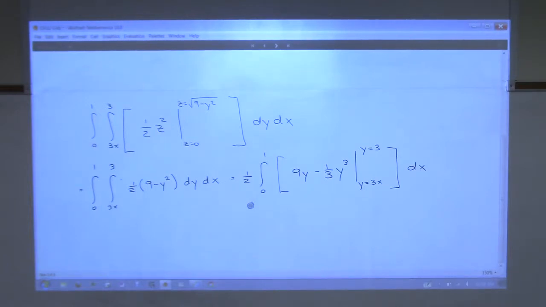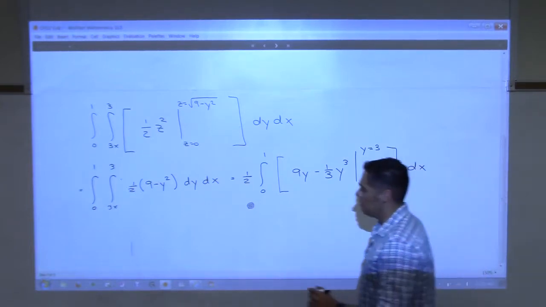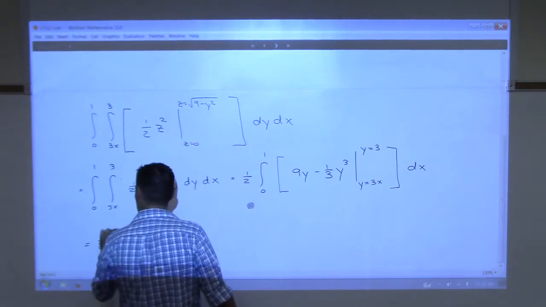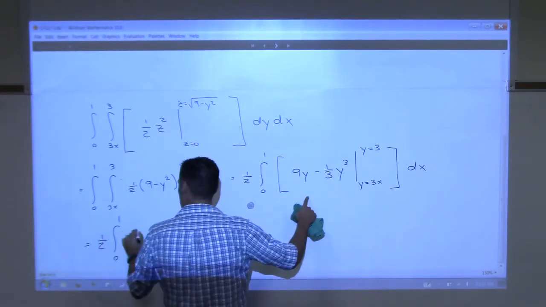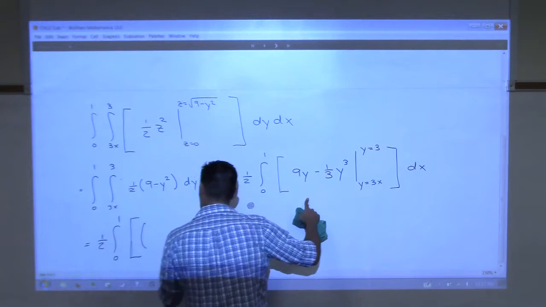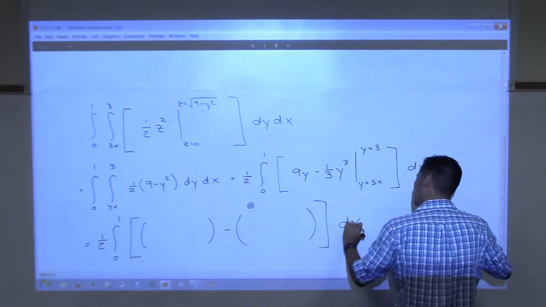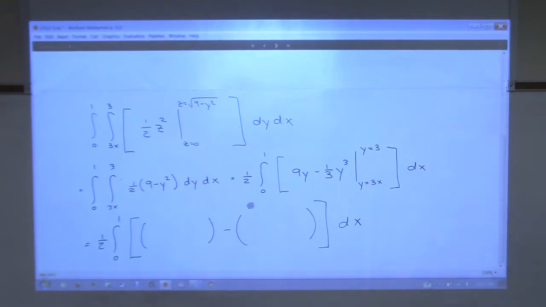So unfortunately, this one's going to be a little more computational because it's not 0 in there. So let's go ahead and do this. We've got 1/2 integral 0 to 1. And then now I'm going to plug in, I'm going to have 2 pieces, which I'm going to have to subtract, and then dx. So that's the way I'm going to do it.